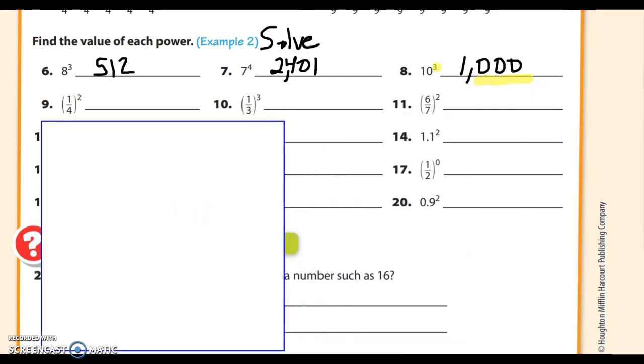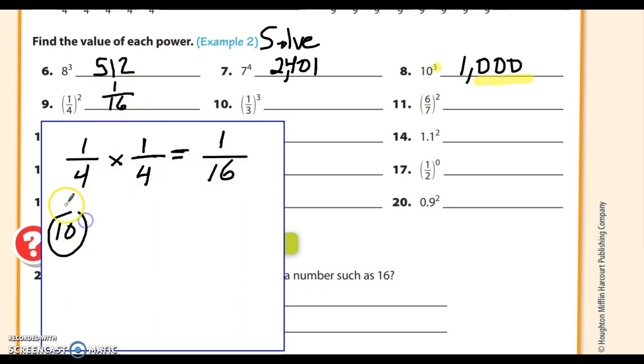Number 9 looks complicated, but it's actually probably the simplest one we've done out of all these. 1/4 squared means 1/4 times 1/4. And that is simply 1 times 1 is 1, over 4 times 4 is 16. That's it. They look complicated, but they're really not that hard.